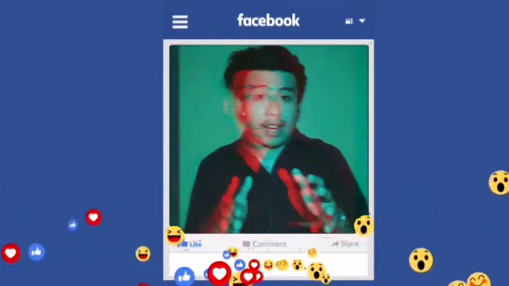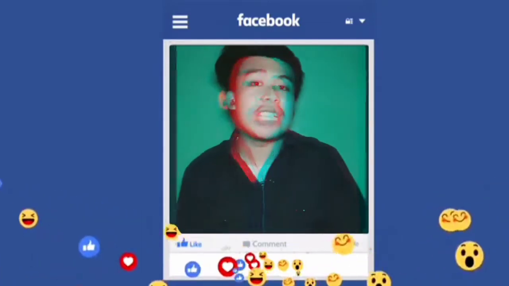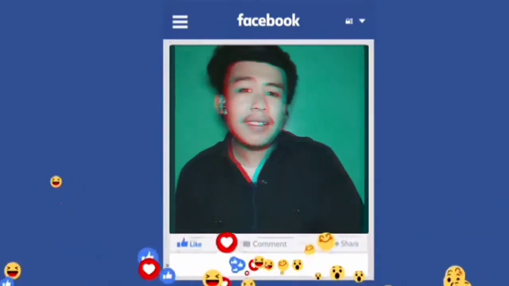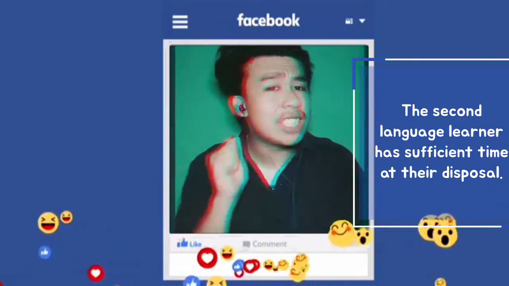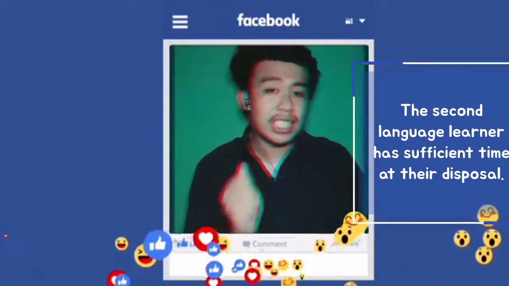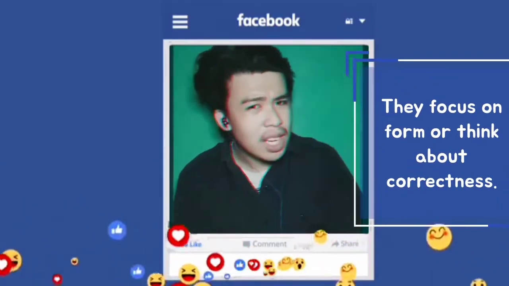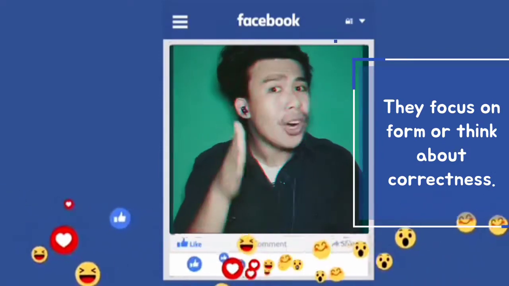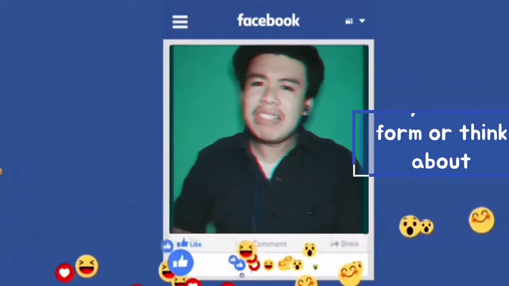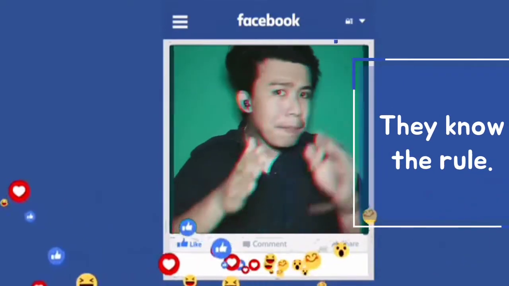The monitor acts when these three specific conditions are met. The first one, the second language learner has sufficient time at their disposal. The second one, they focus on form or think about correctness. The third one, they maybe know the rule.